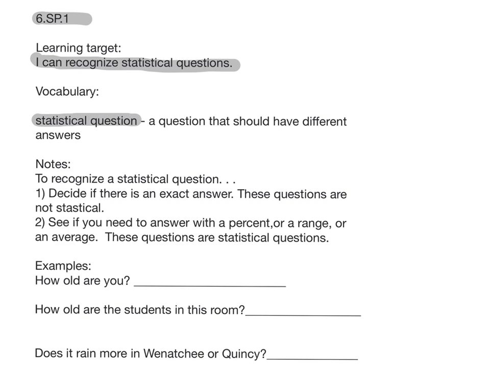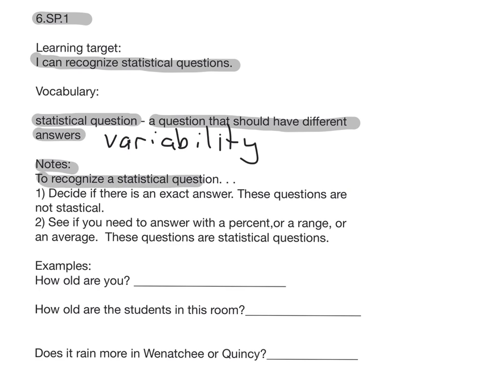A statistical question is a question that should have different answers. In math terminology, they're questions in which you would expect variable answers. So variability is key to this. If you ask a question that only has one possible answer, it's not statistical. If it has variable answers, it is. So let's write that down in your notes.